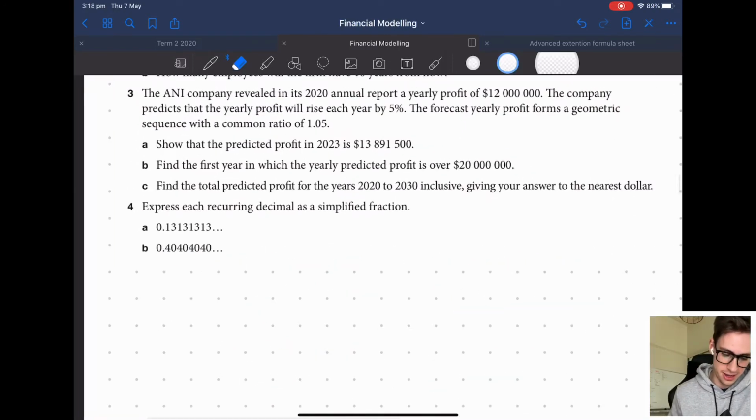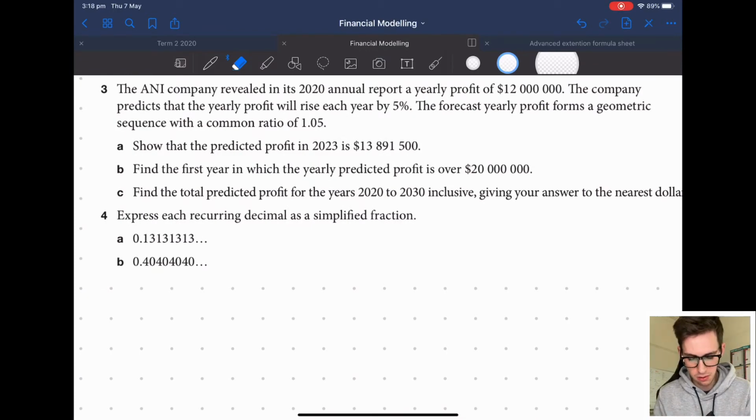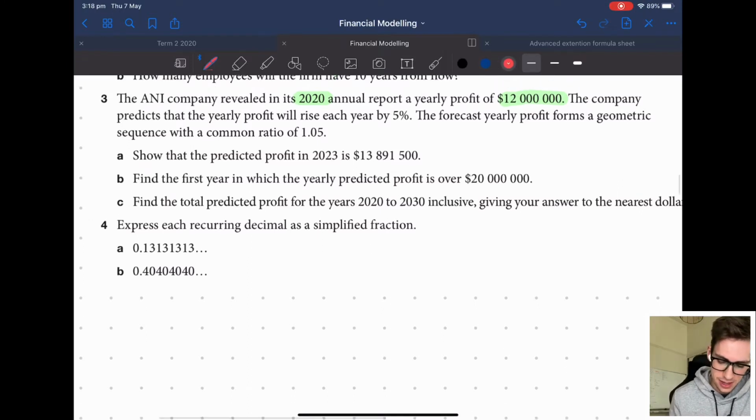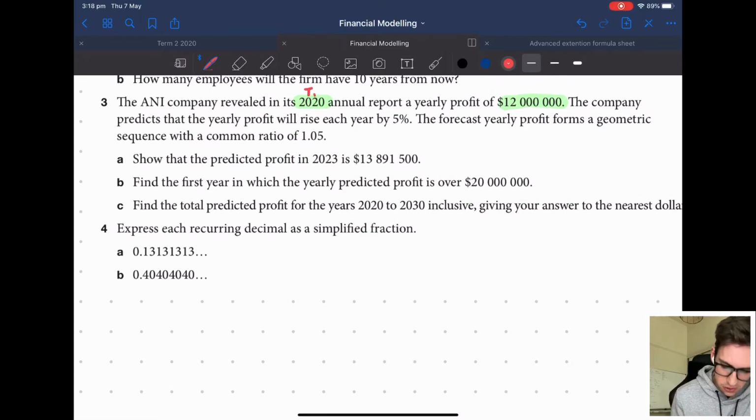Okay, so question 3, we have the A&I company. They revealed in its 2020, now I see a number, it's a date, it's probably going to be important, 2020 annual report, a yearly profit of $12 million. Again, get into the habit, we're detectives, we're looking for our A, we're looking for our R. Now the first thing they give you is usually your A. That means 2020 is my first term. I'm doing this deliberately, that's going to be really important in a minute, identifying the dates as terms. So my A, my first term is 2020, and that is 12 million.